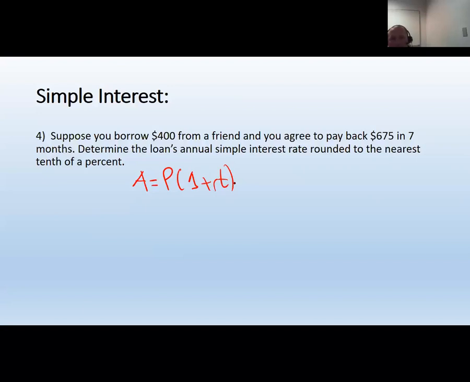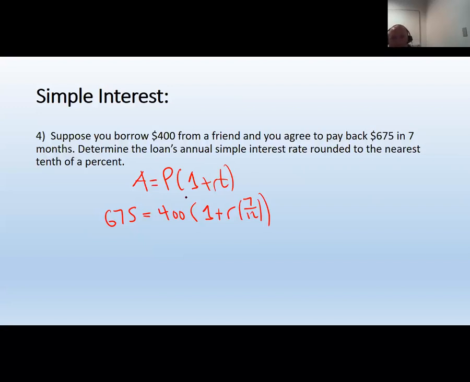All right, so what we know on this problem is that we're borrowing $400, that's the P, and we're paying back $675, that's the future value, A. This is a loan, basically. Now, R is the unknown. We don't know the simple interest rate as a percentage. So we're going to say parentheses 1 plus R, which is unknown. And the time is 7 months, but the 7 months needs to be in years, which is 7 out of 12, 12 months in a year. And so we're going to solve this for R.